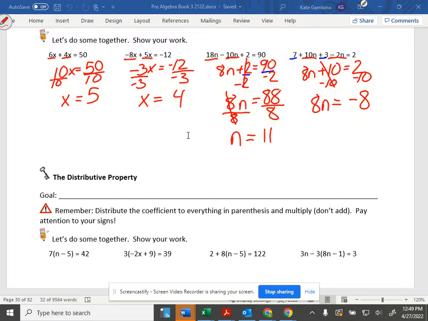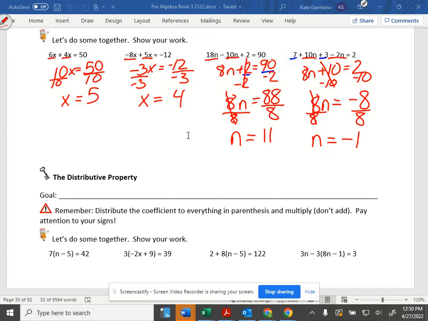Maddie, what do I do? You divide by 8. Yeah, I want to get that n by itself. So instead of multiplying by 8, I'm going to divide by 8. 8 divided by 8 gives me n. Negative 8 divided by 8 gives me a negative 1. Negative divided by a positive is a negative.